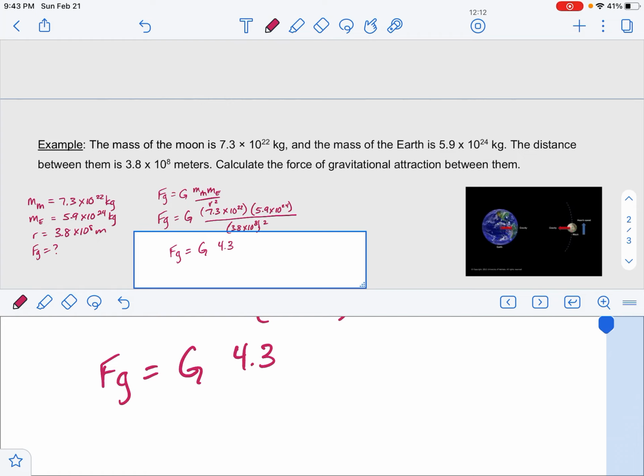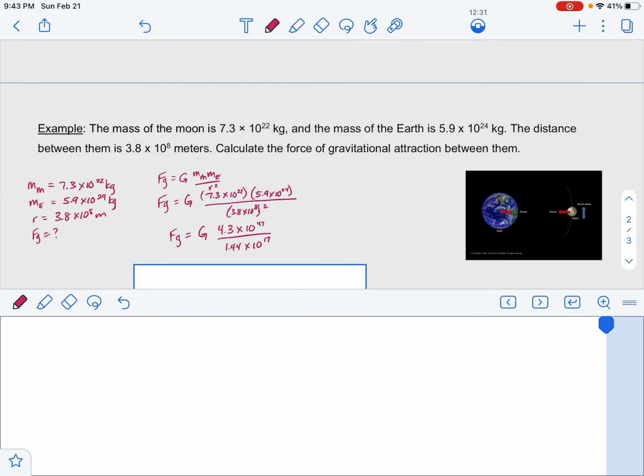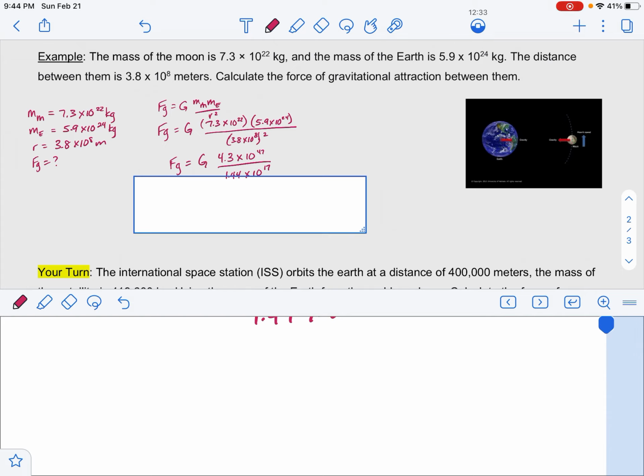4.3 times 10 to the 17th. Nope, that's not right, the 47th. Can't read my own handwriting. Over, now I'm going to square the bottom there, so I'm going to get 1.44 times 10 to the 17th. All right, and now I'm going to divide those. And when I divide those, I get G times 2.9 times 10 to the 30th.